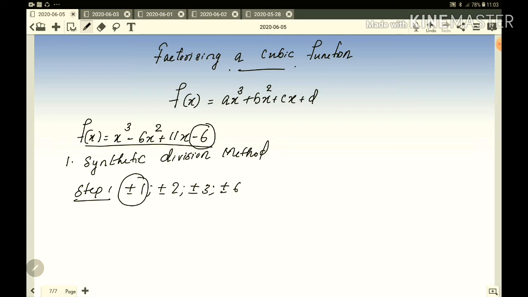If 1 is not giving 0, then I will go to minus 1. I have to do this until I get a 0. I need only one factor. Clear? So if x is equal to 1, let me check, will it give 0?